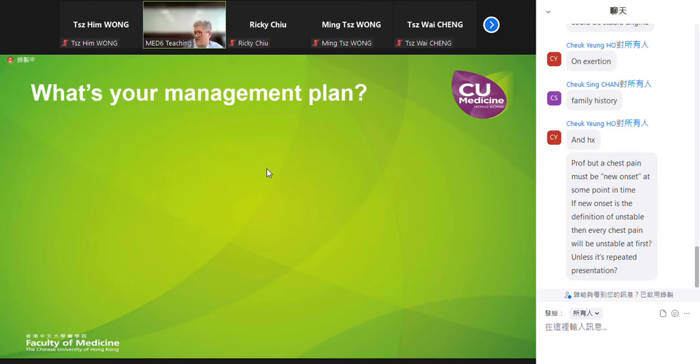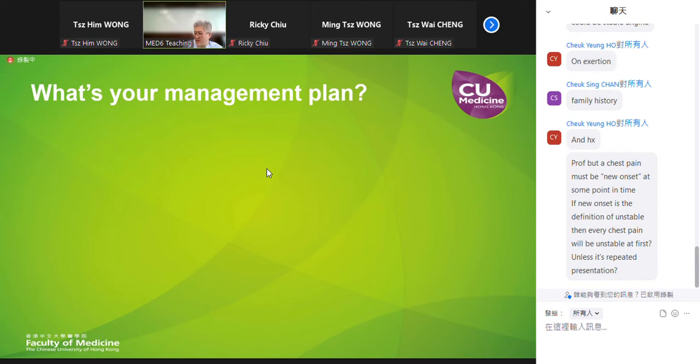New onset means she never had this before. I can say, new onset, she had this chest pain over the last 2 weeks. That's still new onset, the patient never had it before. So you don't know how it's going to evolve. By definition of unstable angina, new onset chest pain is one of the criteria. So yes, it's soft, but it could even be the beginning of her ACS, because we don't know what's going to happen to her next week, right?